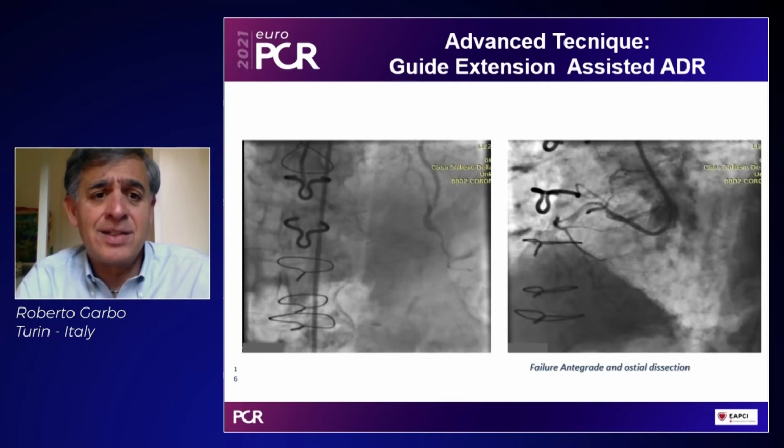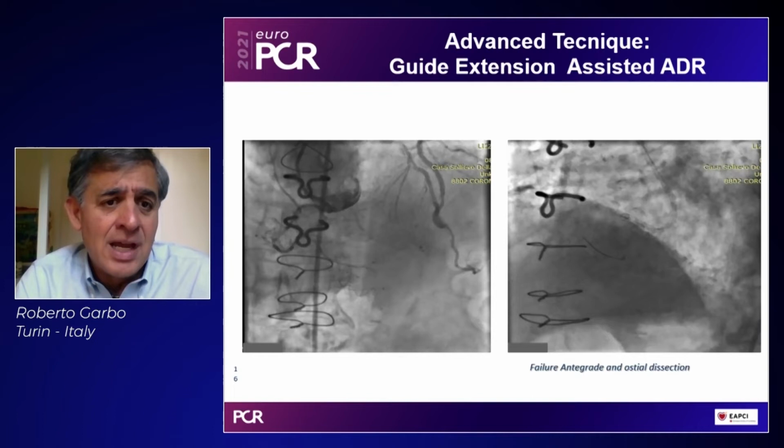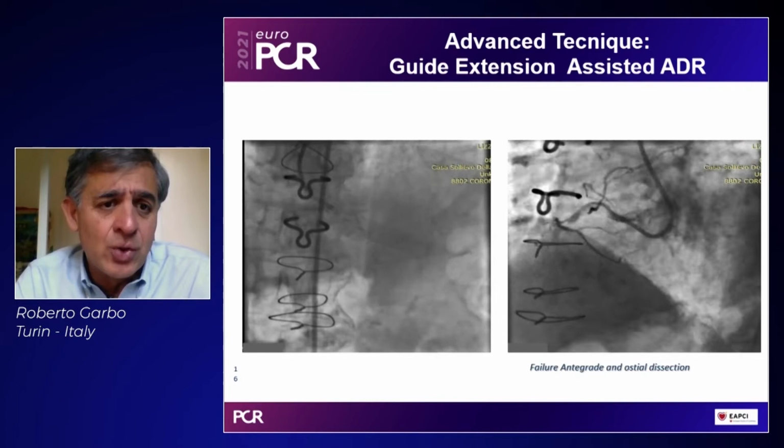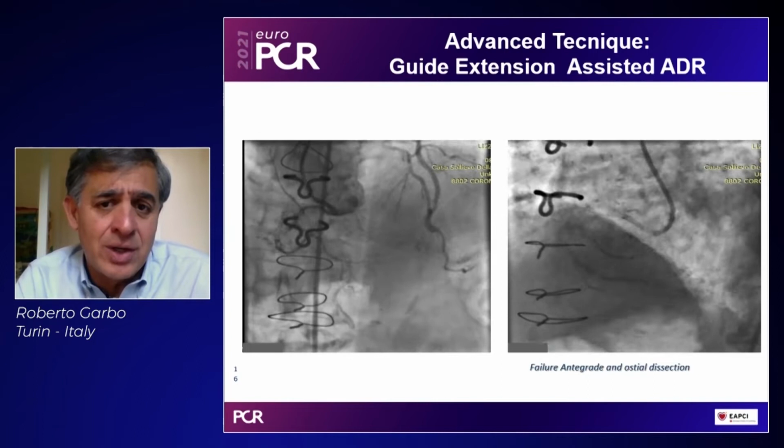Another really interesting situation is one in which we can use the guide extension for facilitated and assisted antegrade dissection and reentry, because we know that in antegrade dissection reentry, we need to face a subintimal hematoma. And with the guide extension, you can easily advance your microcatheter for the reentry and reduce the hematoma.